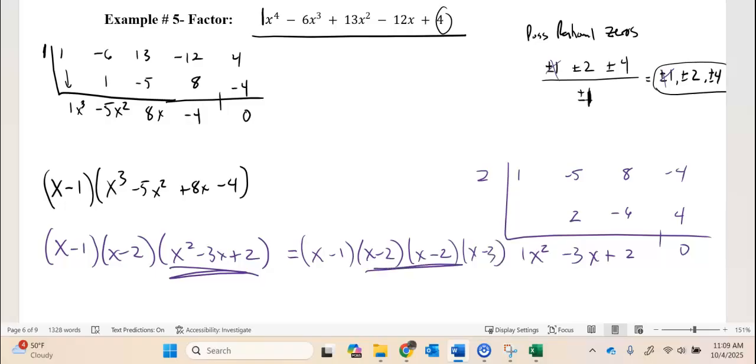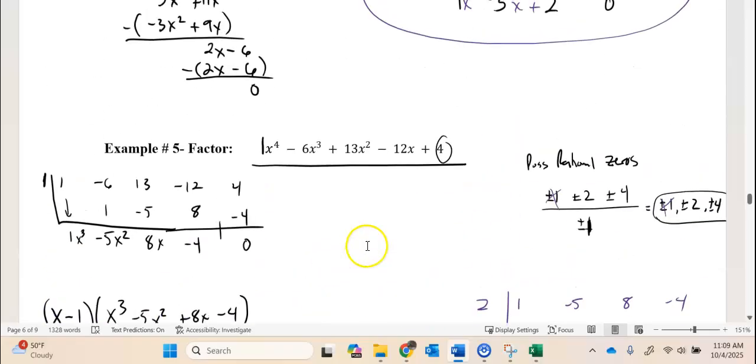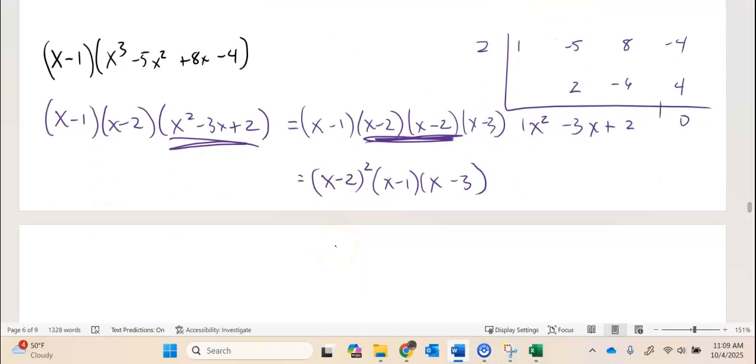Wait a minute. We got a repeated 0 here, so I can simplify this solution a little bit. That's x minus 2 times x minus 2, which is x minus 2 squared, times x minus 1 times x minus 1. That is the same function as my original function, that guy, in factored form, the product of linear factors.